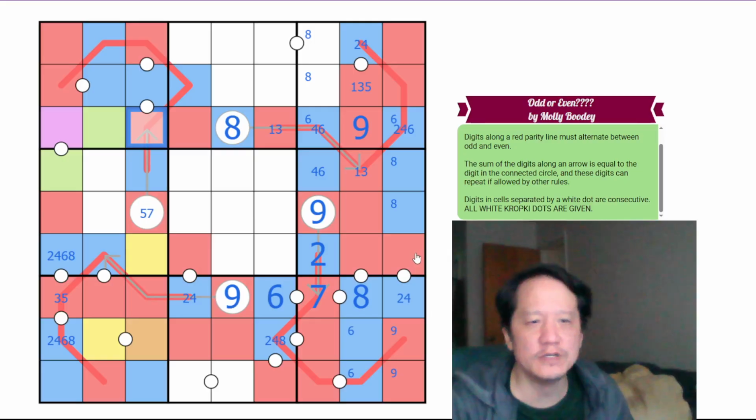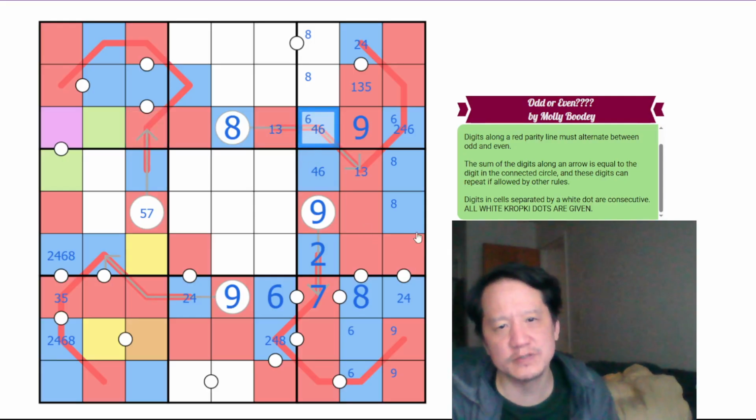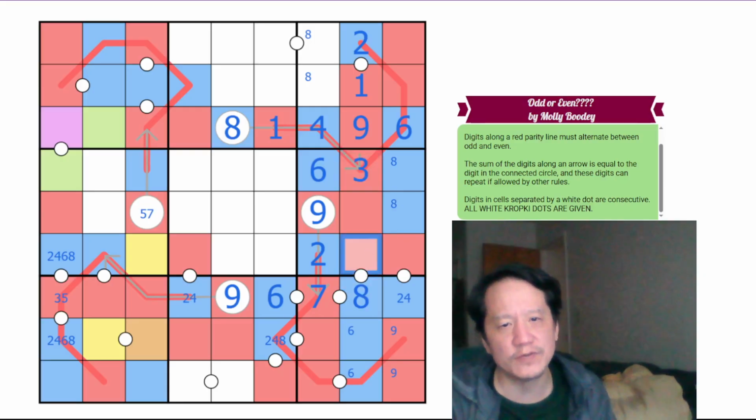Yeah, because we know this is not consecutive. Okay, so this can't be 6. This is 4, which makes this 1. That's 3. That should make that 6. 4 eliminates 4 here, so that's 6. 4 eliminates 4 here, so that's 2. This is not 3, this is 1. 6 is consecutive with 7 or 9. Cannot be 9 here, so this is 7.